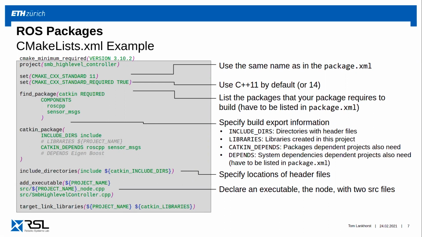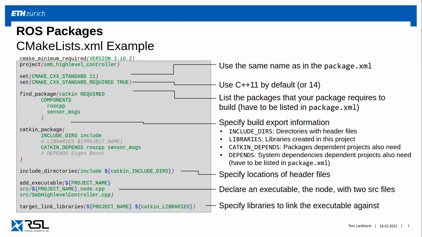The source files, which we will use to compile this application, this executable, are listed right after the project name. In this case, we use the SMB high-level controller node, and we use the SMB high-level controller.cpp file.